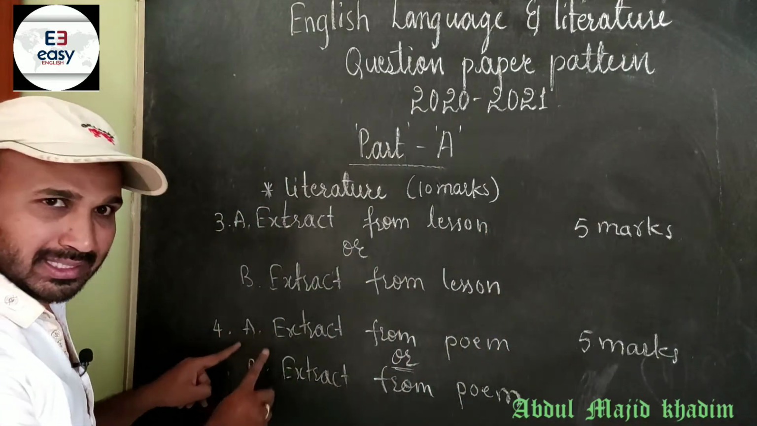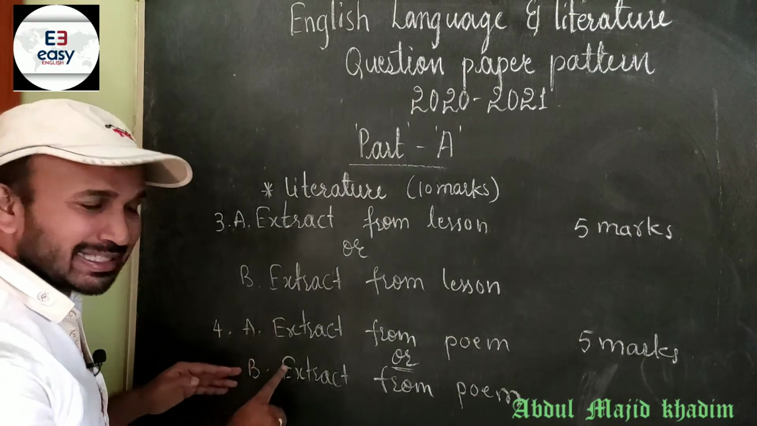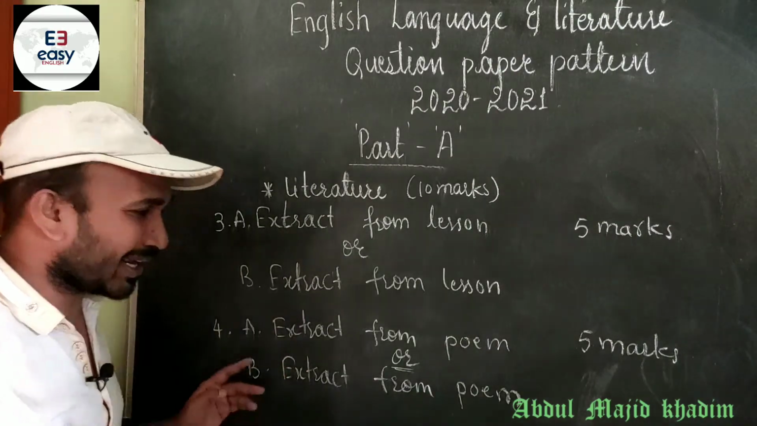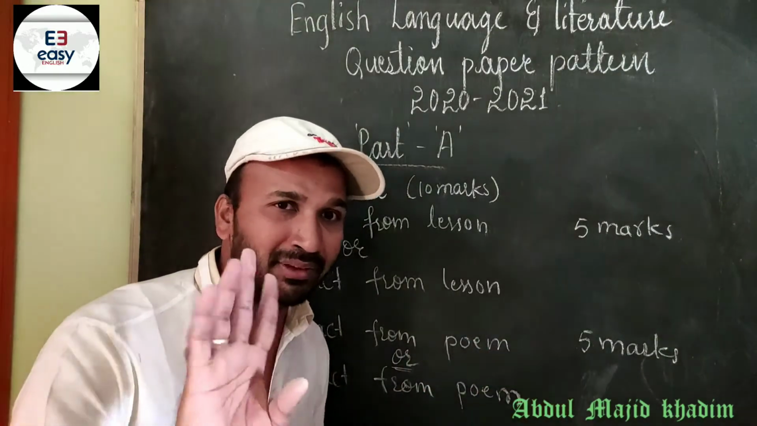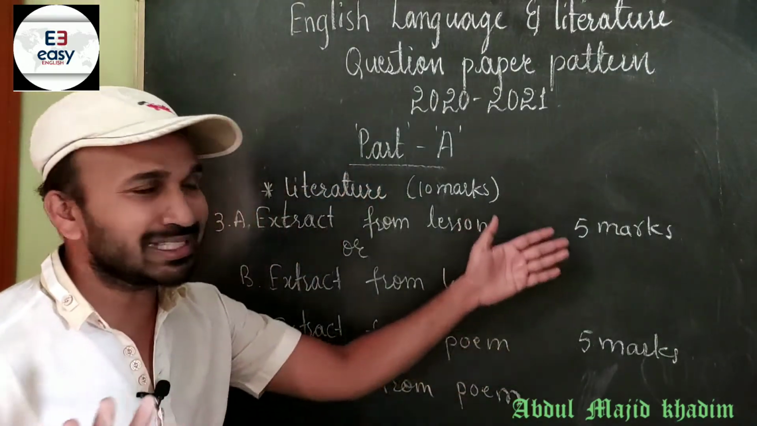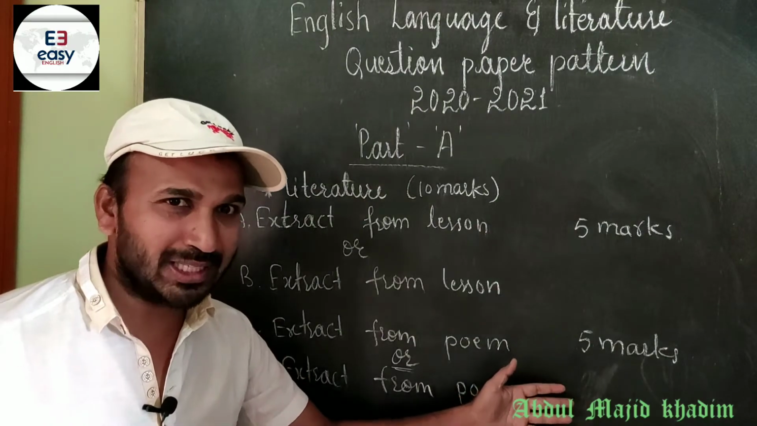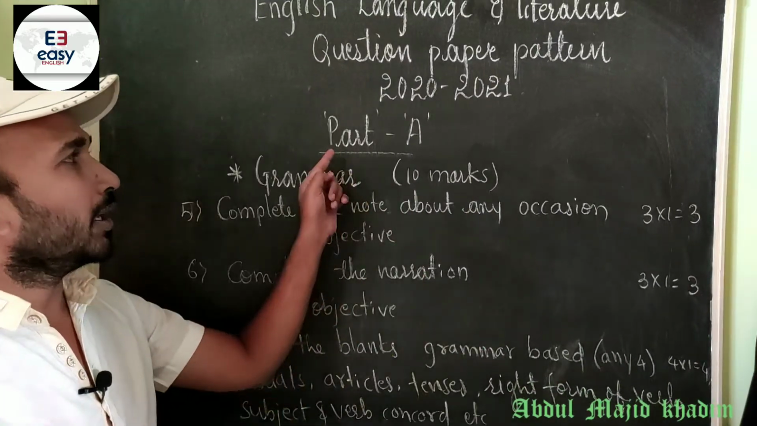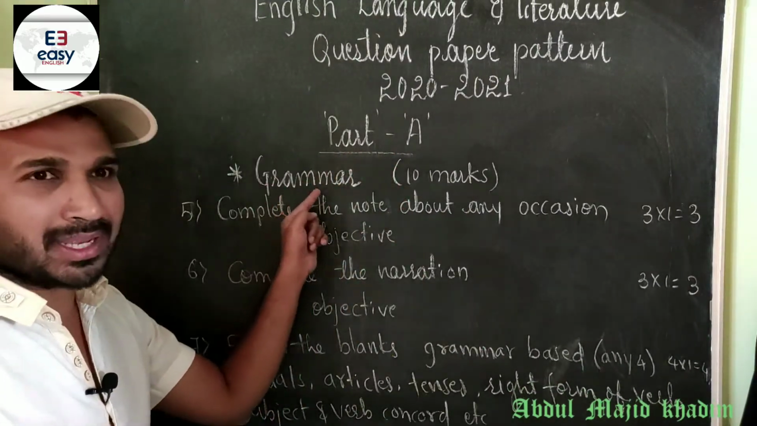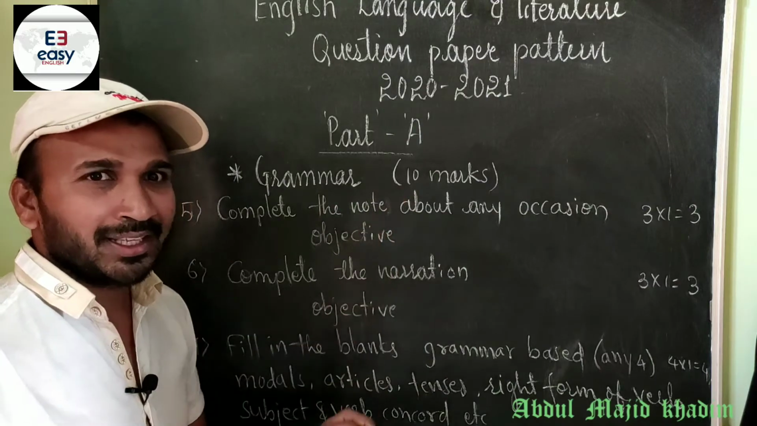And question number 4 also has two extracts from a poem. You have to select only one and you will be given 5 marks for that. So you will score a total of 10 marks from this literature reading part. Let's see further. Part A, the grammar part, carries 10 marks.